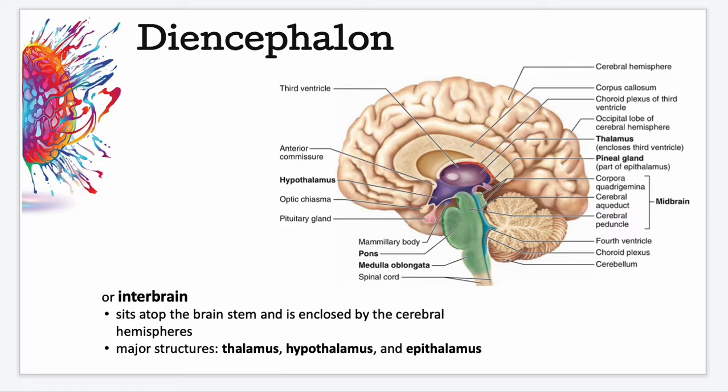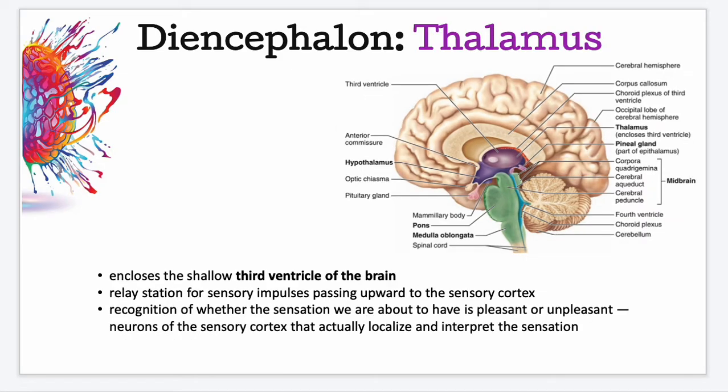Your interbrain sits atop the brainstem and is enclosed by the cerebral hemispheres. Your major structures, we have your thalamus, your hypothalamus, and your epithalamus. Your thalamus encloses the shallow third ventricle of your brain, and it is a relay station for sensory impulses passing upward to the sensory cortex. So, ito yung nag-recognize kung whether the sensation we are about to have is pleasant ba or unpleasant. So, yan.